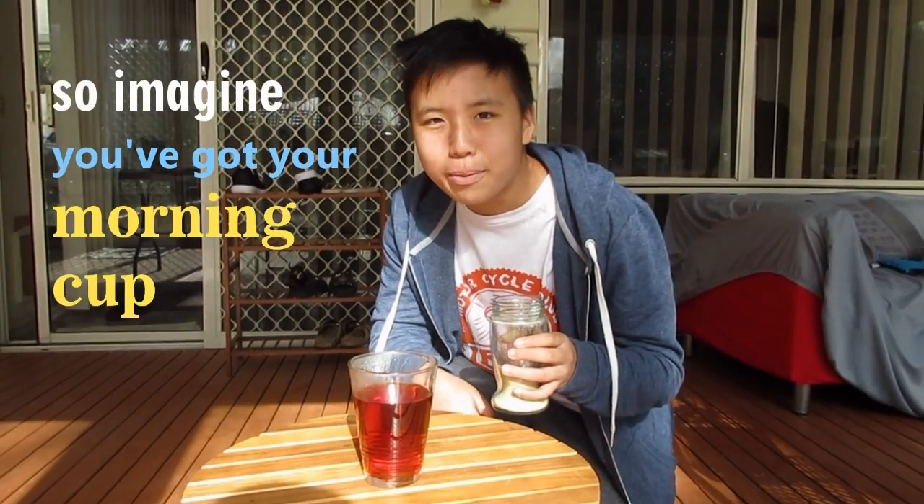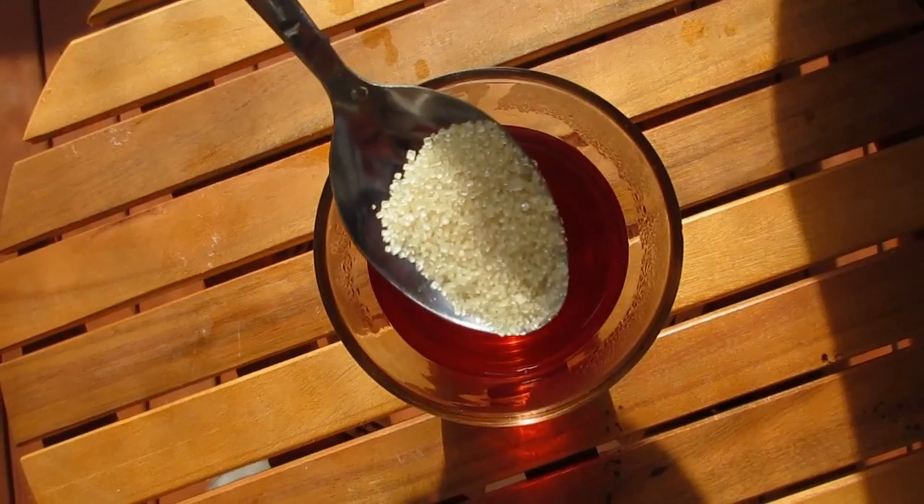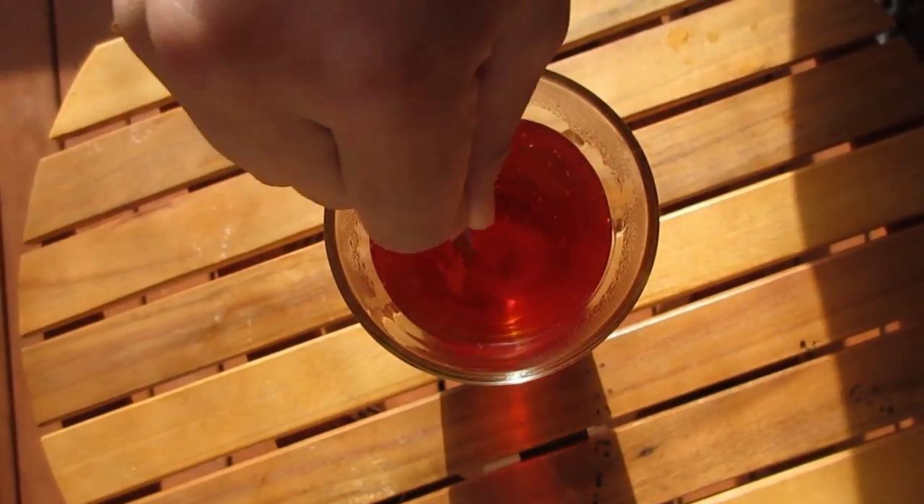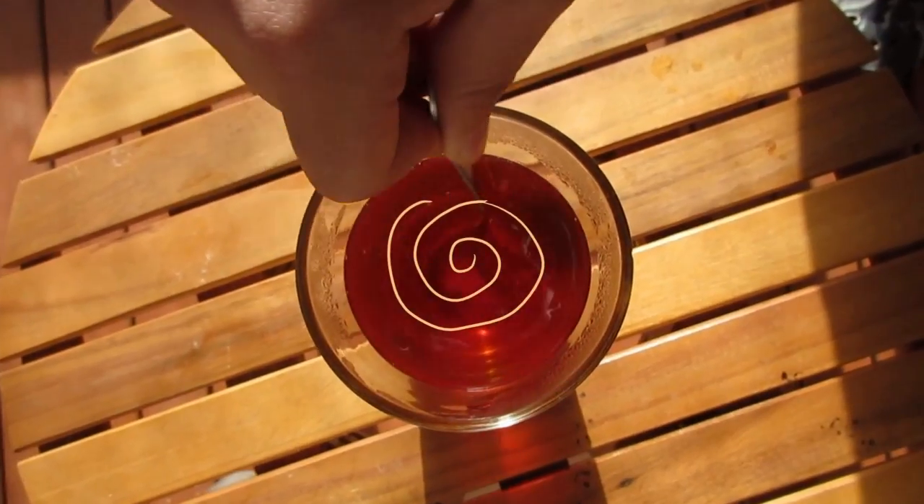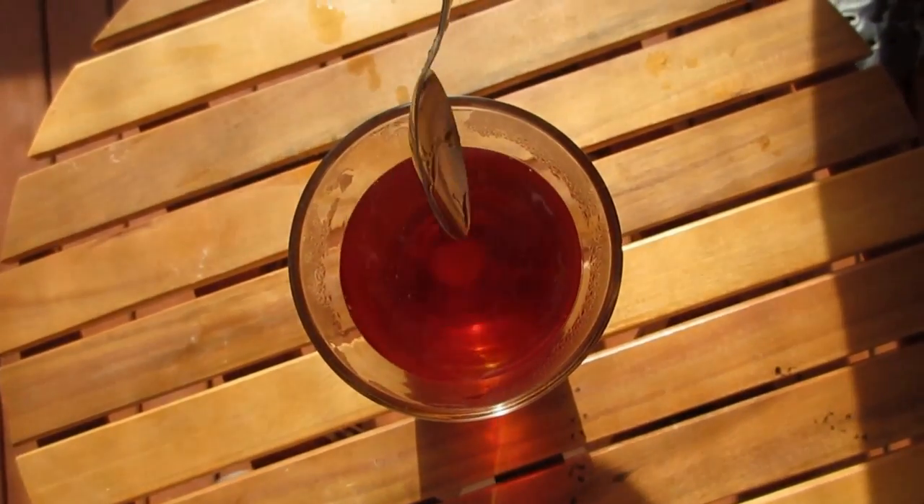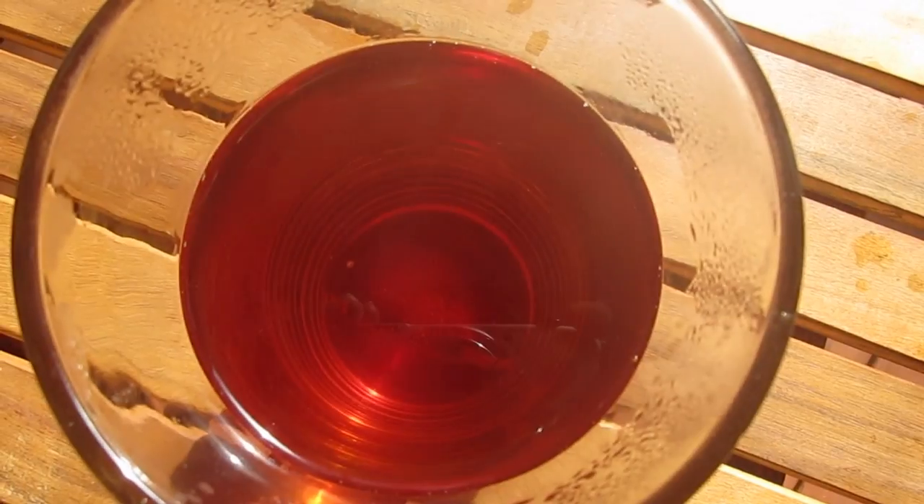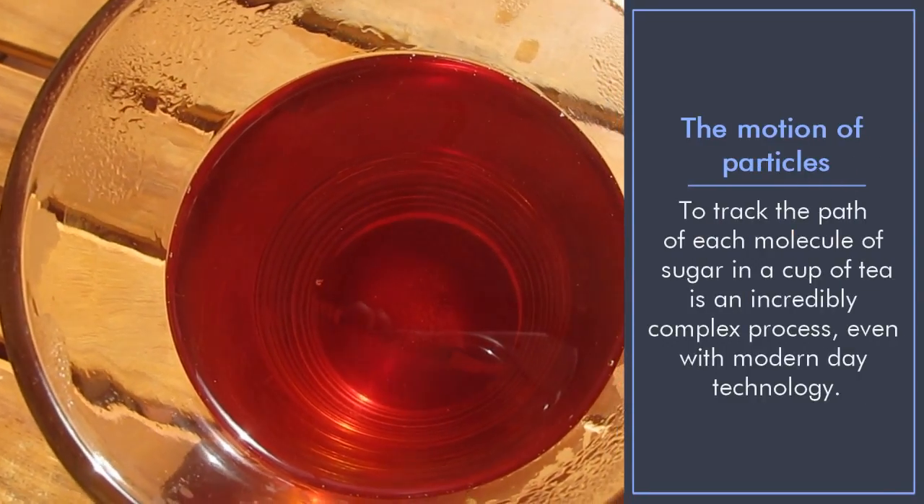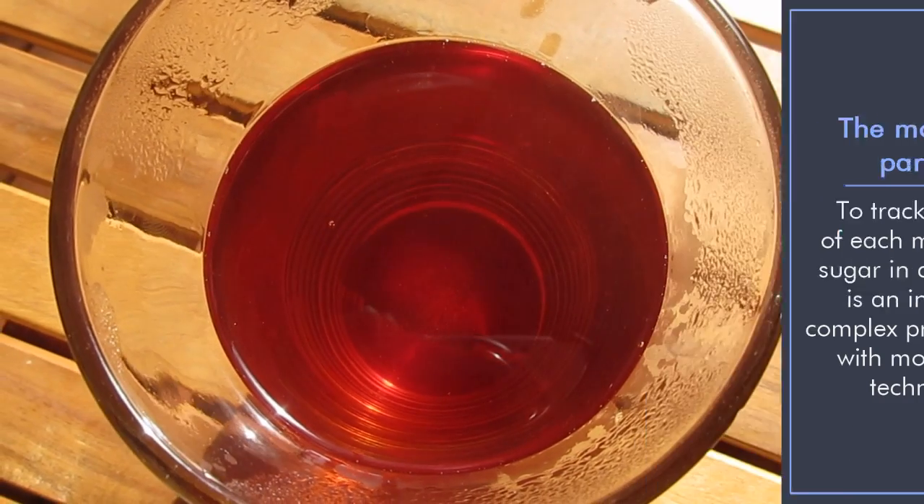Imagine you've got your morning cup of tea out, and you stir in your sugar, and so you suddenly wonder, can I actually track the motion of the sugar particles as they dissolve into the tea? It seems simple, right? It's just a spiral shape. But it's not that easy. Each molecule of sugar will behave differently and follow a wildly random path. To track the path of each of them is incredibly complex, and until recently, almost impossible.